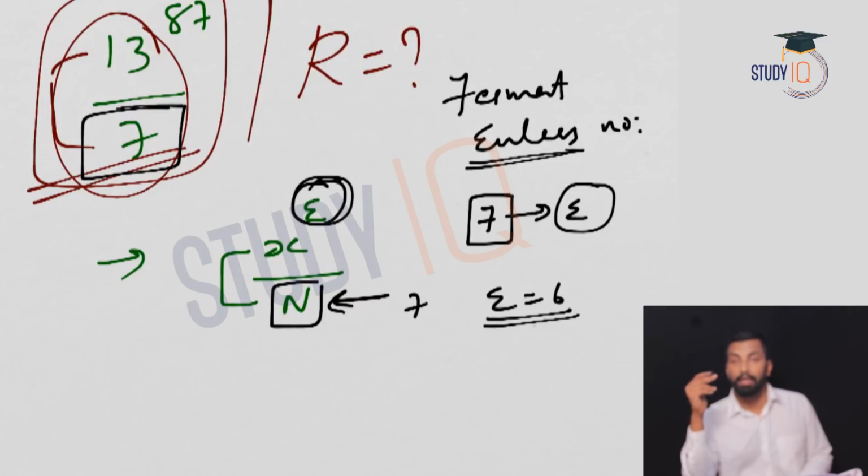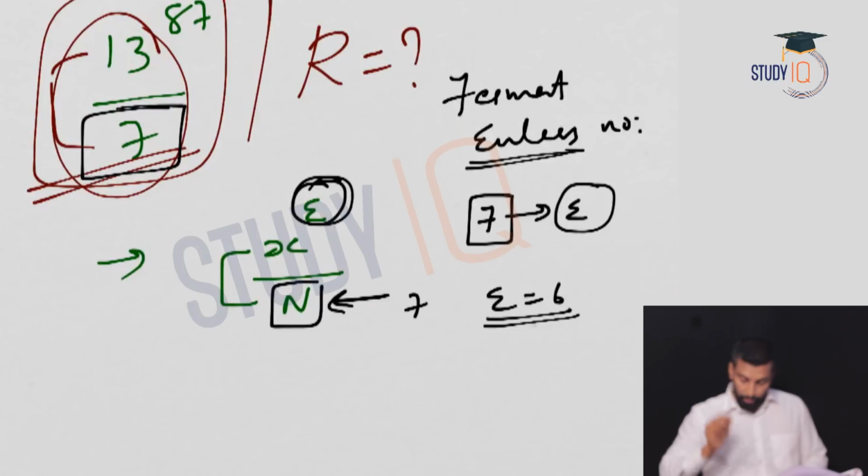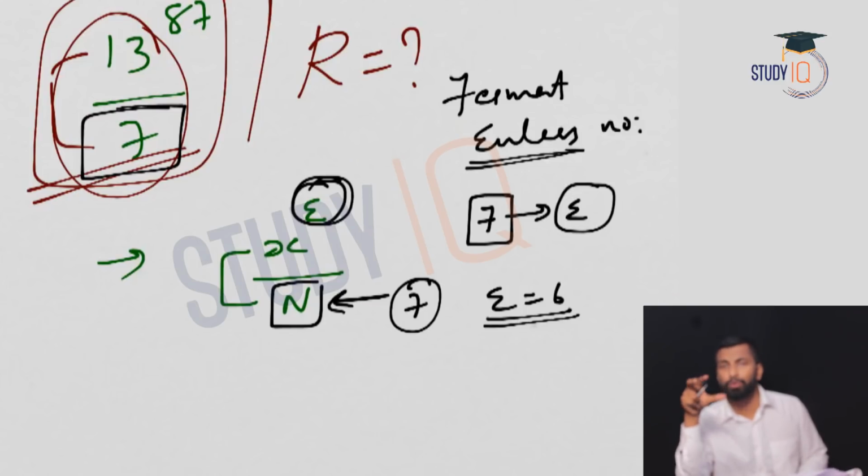What does that 6 mean? The number of numbers which are co-prime with 7 and less than 7. So if 7 is here, the number of numbers co-prime with 7 and less than 7 is 6. I will tell you how to find out this answer very fast. You don't want to solve it like this.